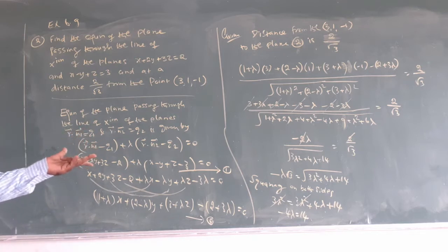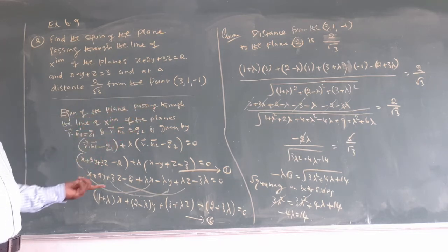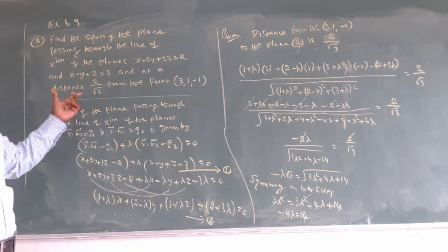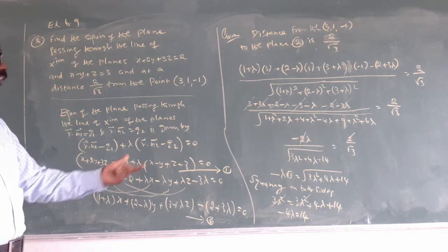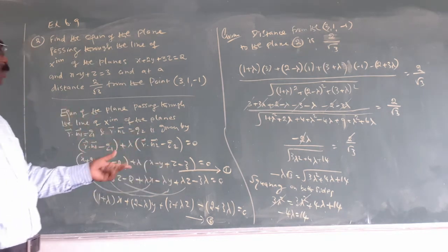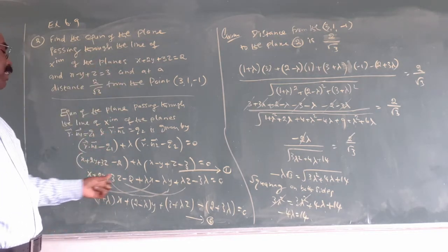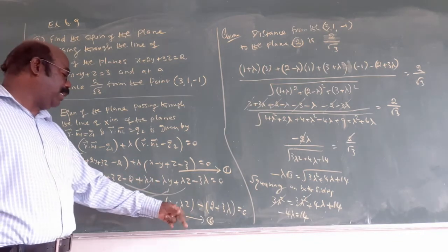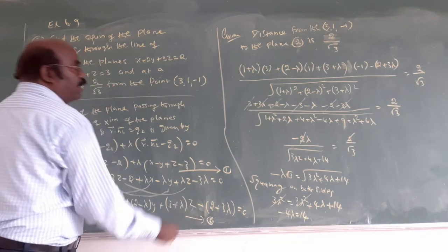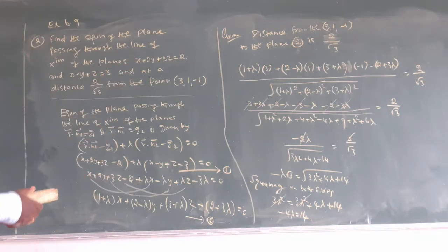But use the previous idea. Which idea? Passing through the line of intersection of two planes. Simple concept: first equation plus lambda second equation. Whether it is a vector equation given or a Cartesian equation, that's not a matter. You want only x, y, z, that's the Cartesian equation. First equation plus lambda second equation. Suppose points are given, substitute the point and get the lambda value, but if a point is not given, the distance from the point is given. That's why arrange x term, y term, z term, constant term. After the distance is given, from this you have to find the value of lambda.